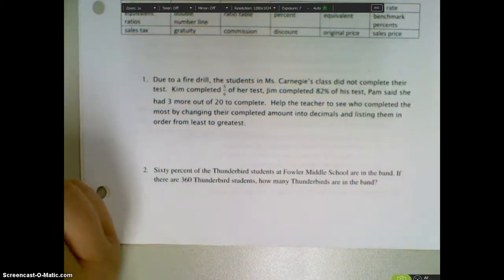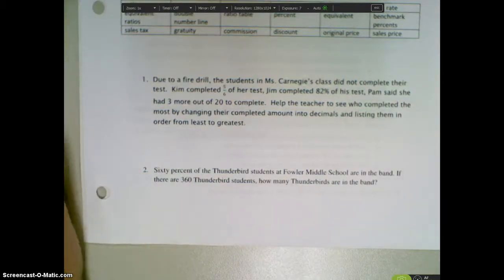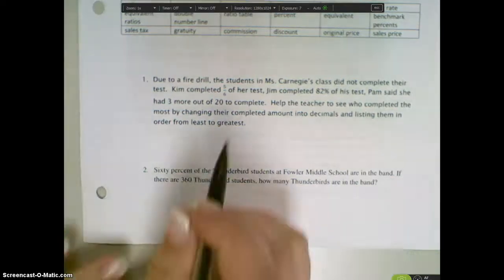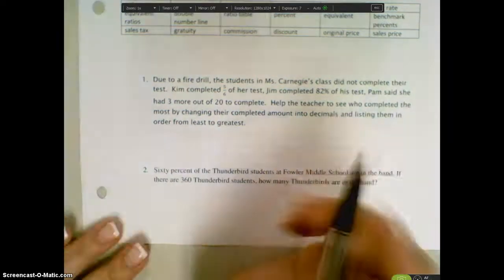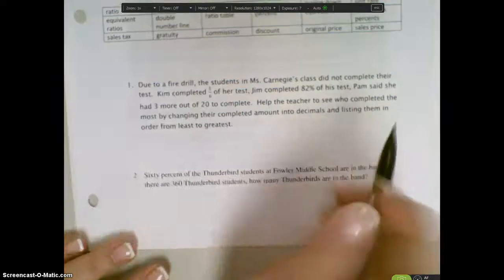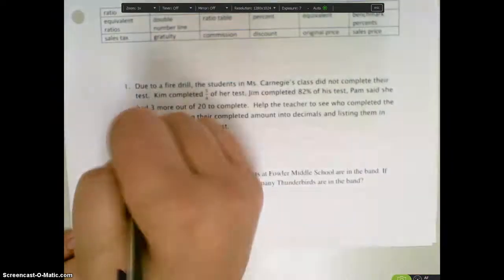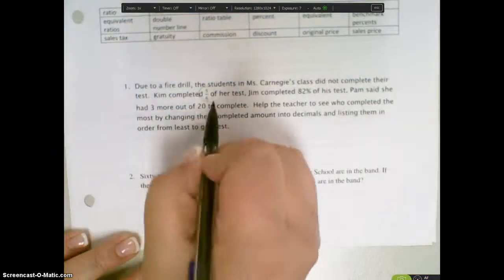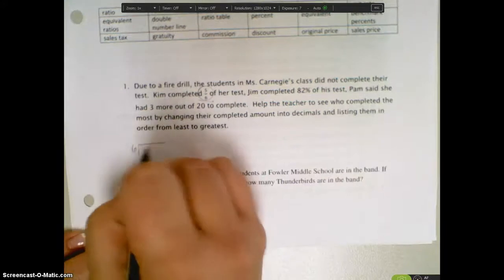Kim completed 5/6 of her test. Jim completed 82% of his test. Pam said she had 3 more out of 20 to complete. Help the teacher see who completed the most by changing their completed amounts into decimals and listing them in order from least to greatest. 5/6, to turn that into a decimal, we need to divide 6 into 5.